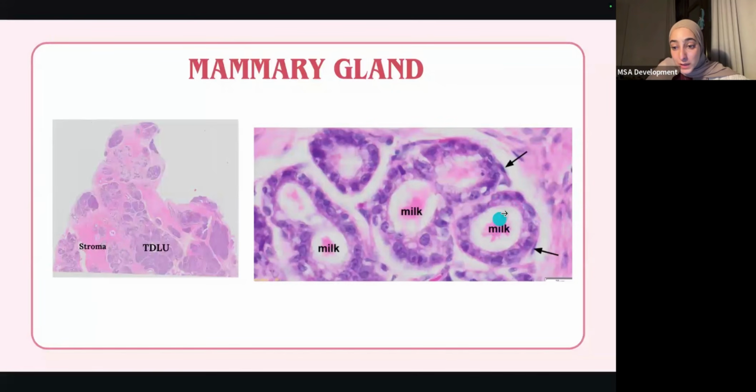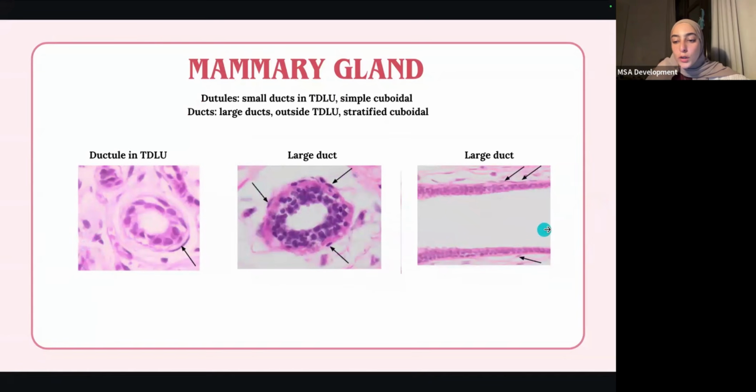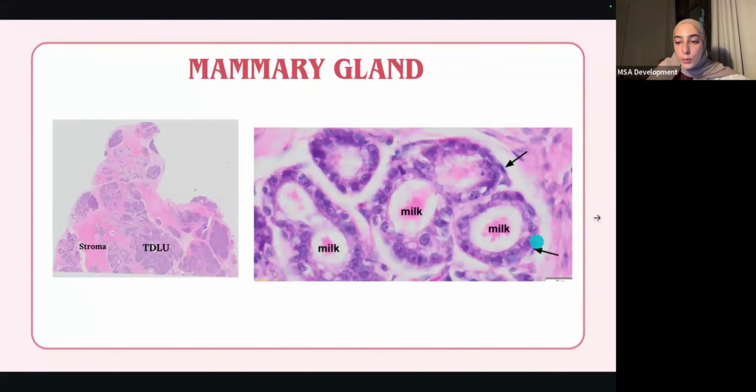Now we're going to see, there's milk inside. So these are ductules in TDLUs because we zoomed into the ductules. And why are you saying it's a ductule, not a duct? Because it's simple. It's simple cuboidal cells. And inside of them you have milk. If they give you this picture, and you're looking at a ductule, not a duct, it's simple cuboidal, and it's part of the TDLU.